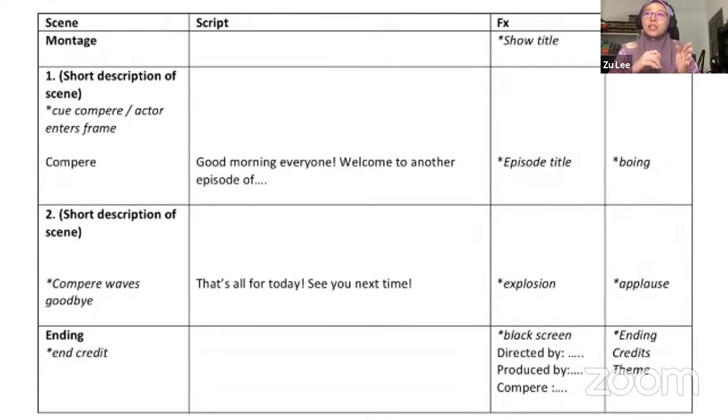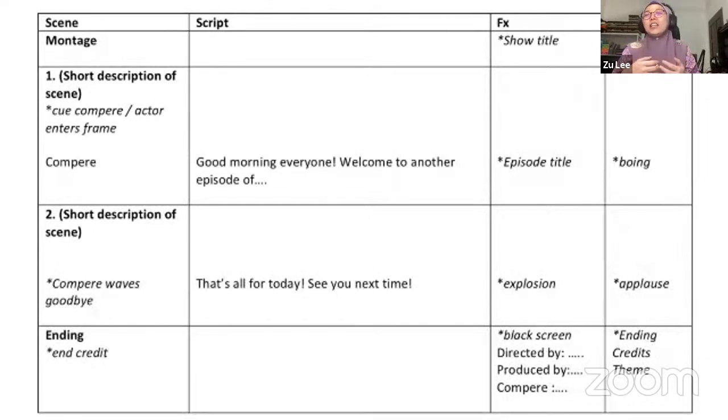Then we move on to the third column, FX, which stands for effects. In the montage, make sure that it is aligned so that your editor knows what is going to appear. If you want a title to appear next to the montage, type it there. If you want the title to appear when the compare is saying good morning, maybe the title appears up here or down here or in the middle. You have to be a little bit more specific.